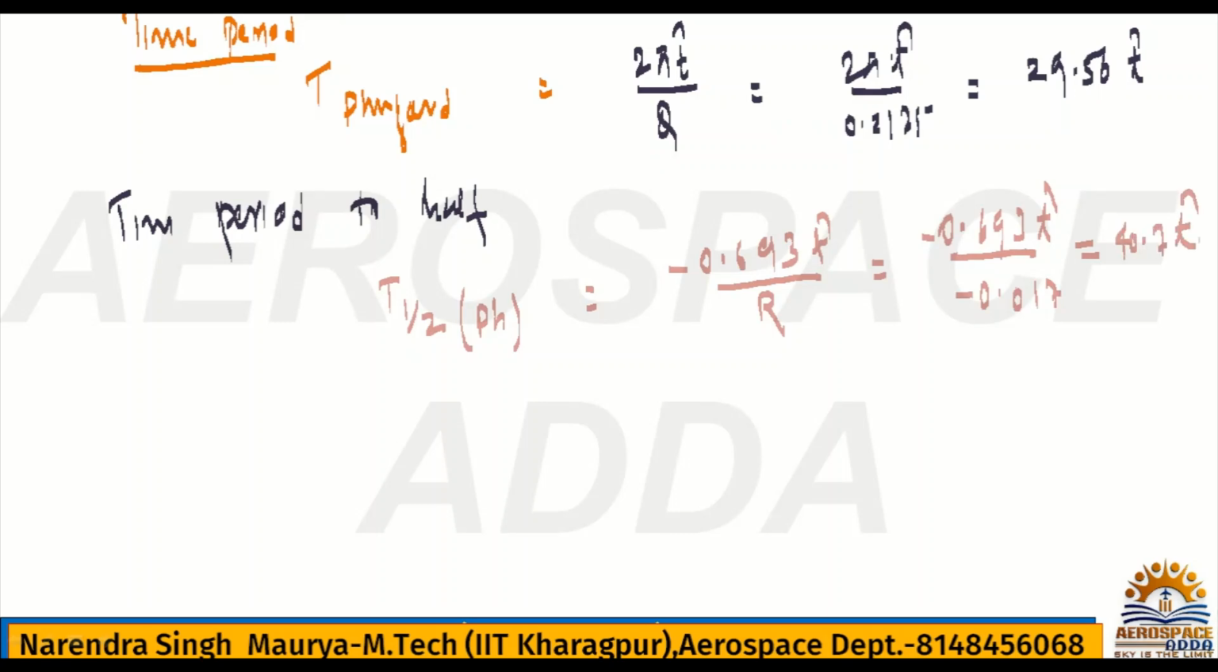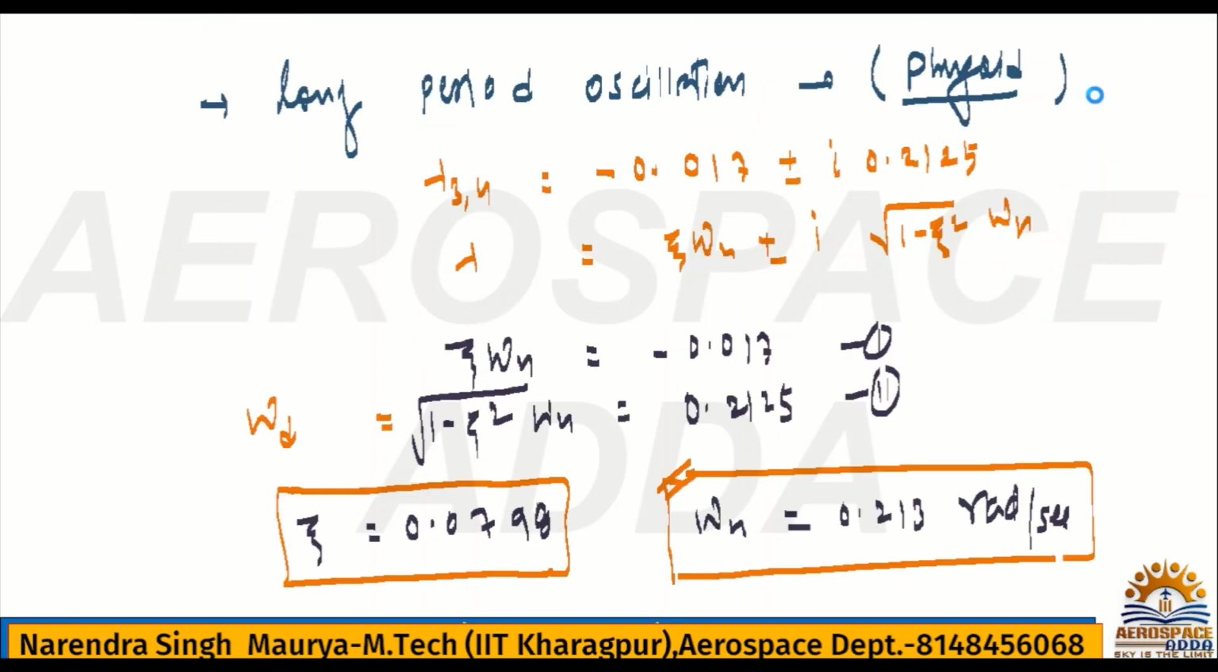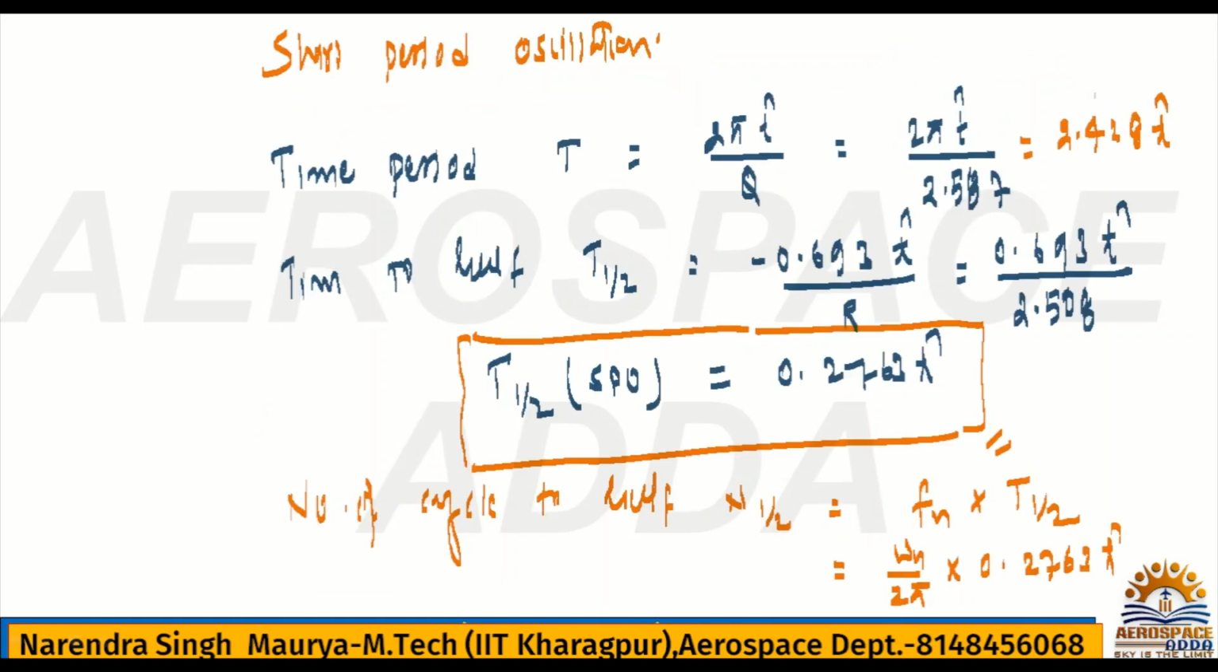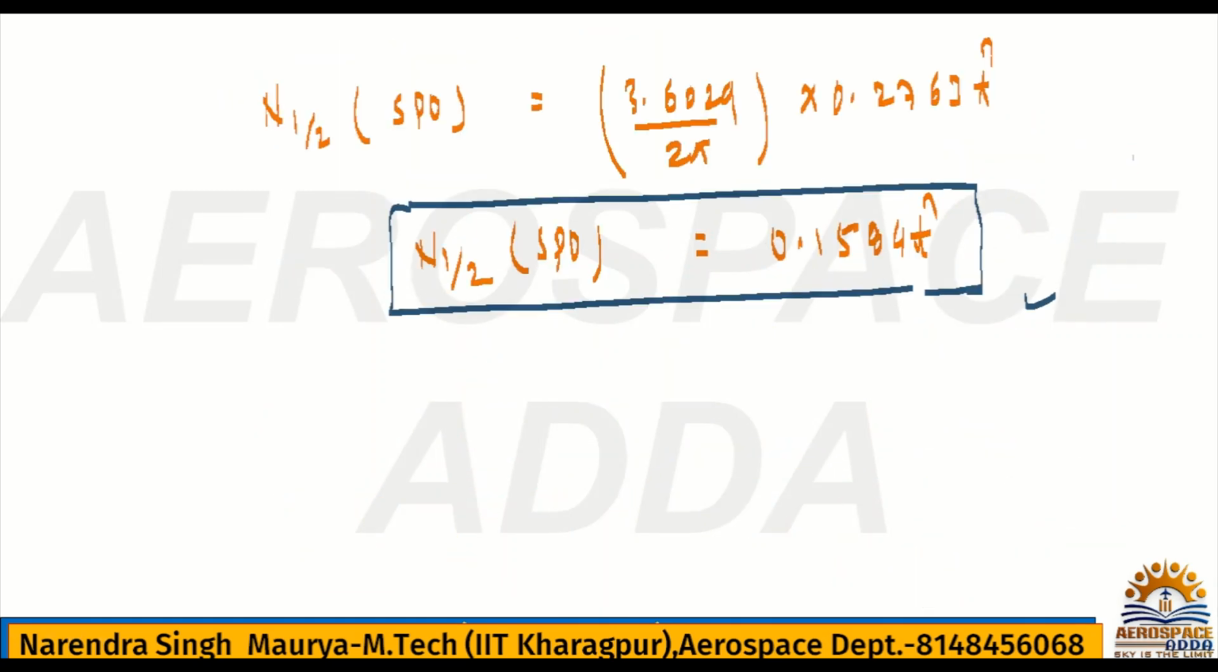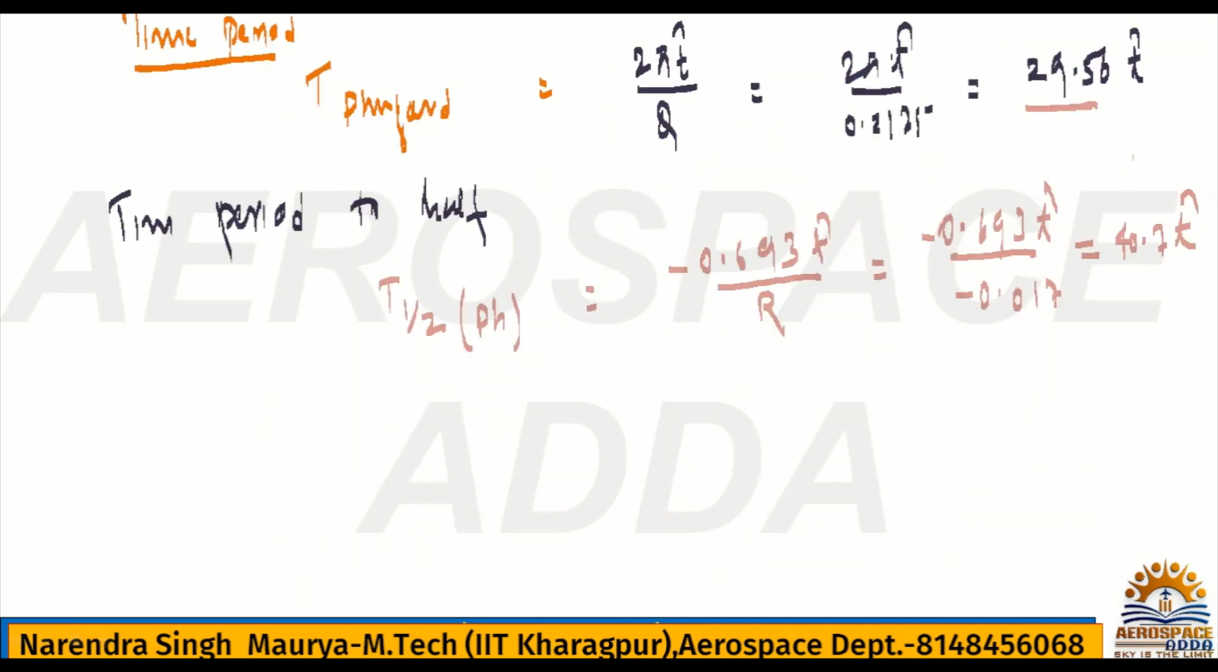You can see the long period oscillation, the time period you are getting is 29, and for the short period oscillation, you will understand, it is 2.42. So 2.42, and this is 29 point something. It's big, that's the reason it is called long period oscillation, and that one is called short period oscillation.